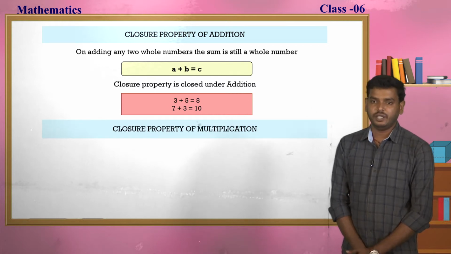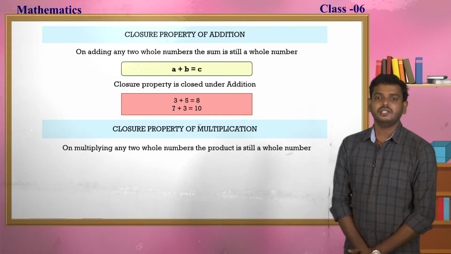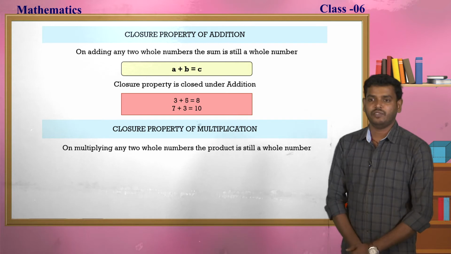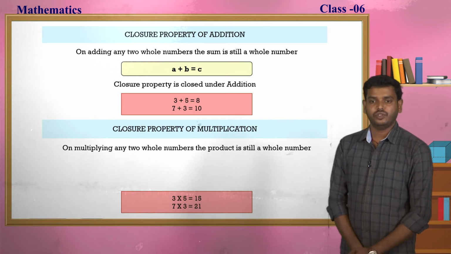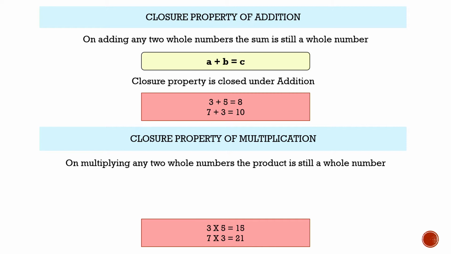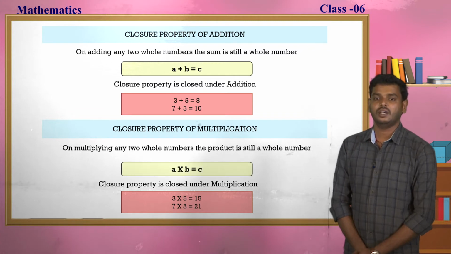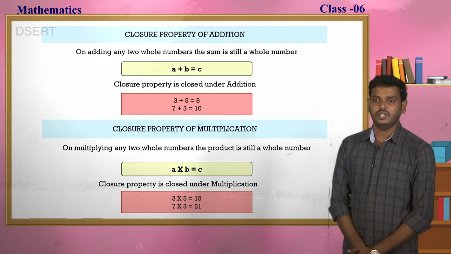Closure property of multiplication. Even this we have learnt with an activity, which says on multiplying any two whole numbers, the product is still a whole number. With the help of the activity we have learned, the same thing we are explaining here. That is 3 into 5 is equal to 15, 3 and 5 are whole numbers, 15 is also a whole number. 7 into 3 is equal to 21, 7 and 3 are whole numbers and also 21 is a whole number. Is it correct, children? We can say that whole numbers are closed under multiplication. Hence, we can also say that A into B is equal to C, where A and B are whole numbers.